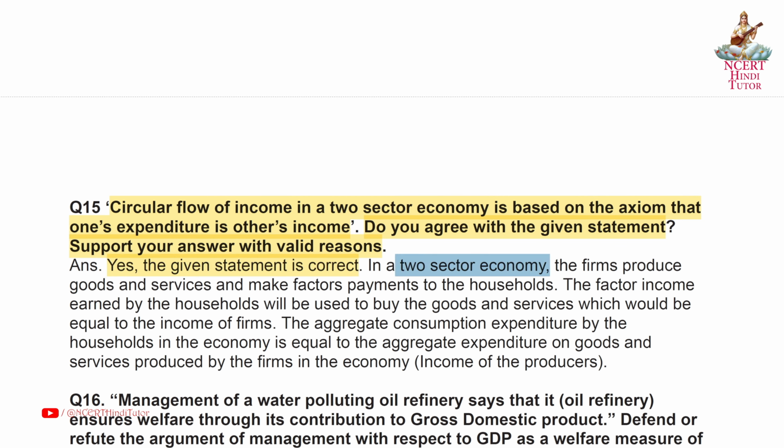In a two-sector economy, the firms produce goods and services and make factor payments to the households. The factor income earned by the households will be used to buy the goods and services, which would be equal to the income of firms. The aggregate consumption expenditure by the households in the economy is equal to the aggregate expenditure on goods and services produced by the firms in the economy, which is the income of the producers.